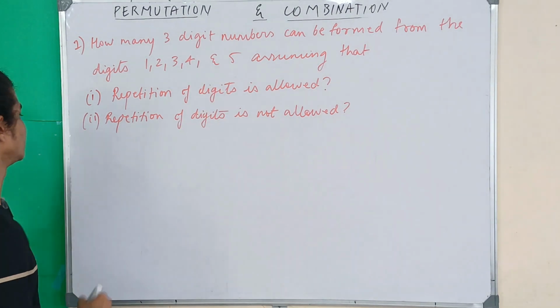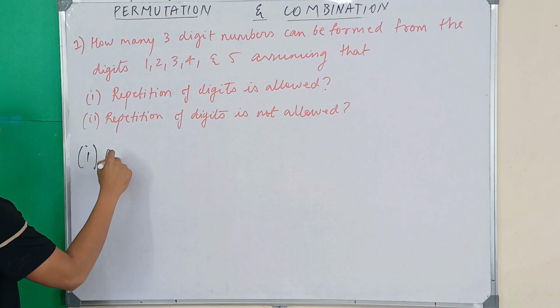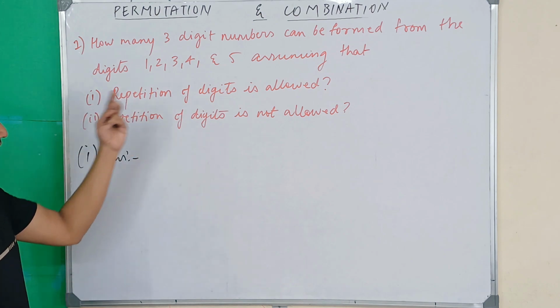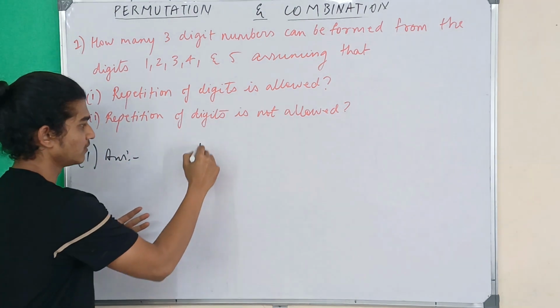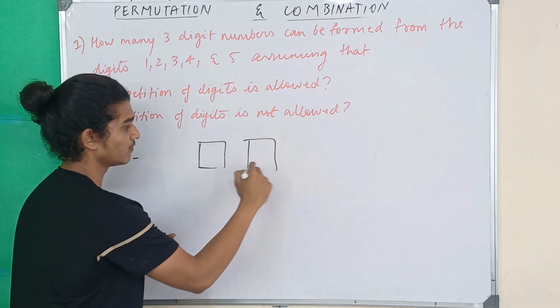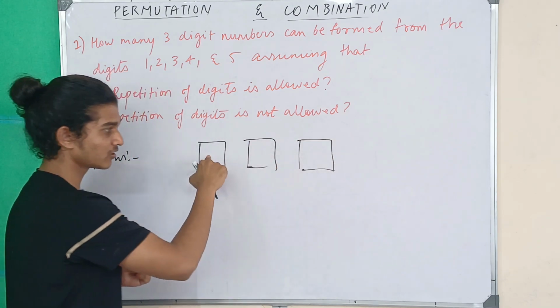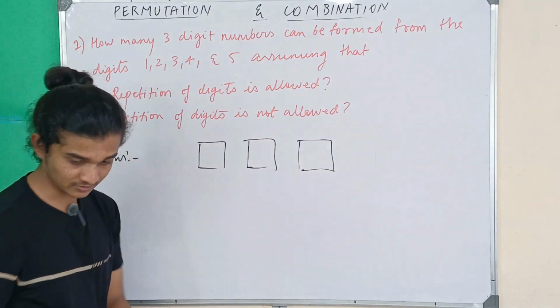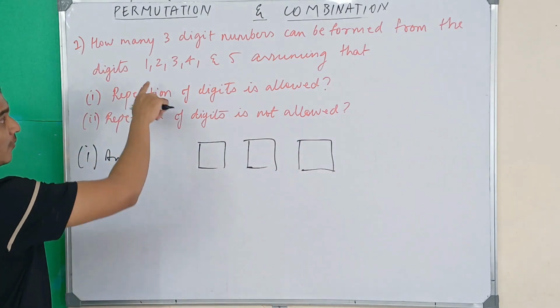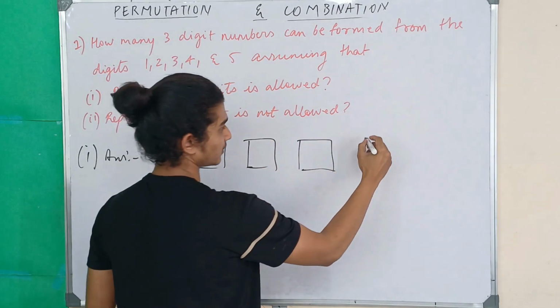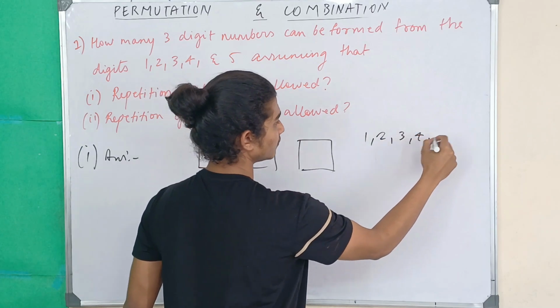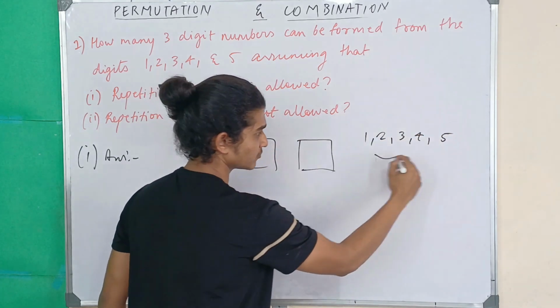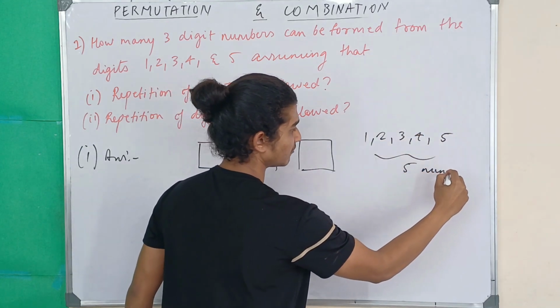Let us solve the first one. You have to create a three-digit number. So this is going to be our slot. Here one digit comes, here a second digit comes, and a third digit comes. So these are our slots. How many numbers are given to us? 1, 2, 3, 4, 5. How many numbers are there? We have 5 numbers.